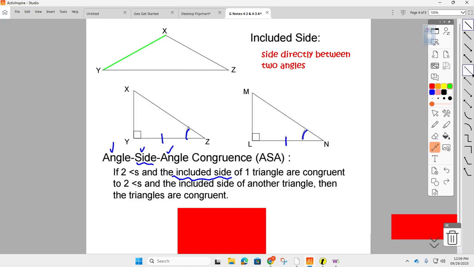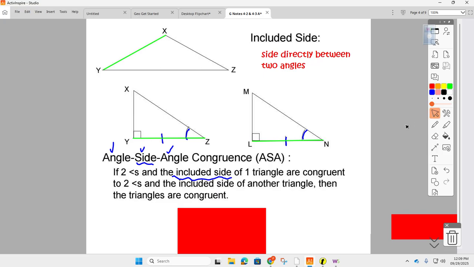Does YZ connect those two congruent angles? It does, right? So that is the congruent side. Does this side LN connect our two congruent angles? It does. So now we know not only do we have two congruent angles and a congruent side, that side is an included side.